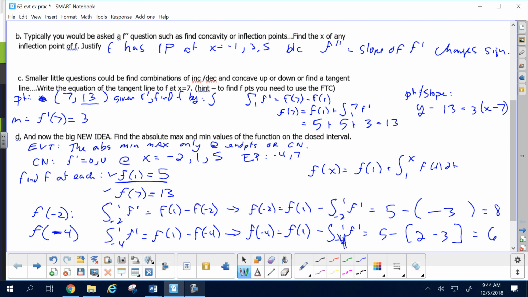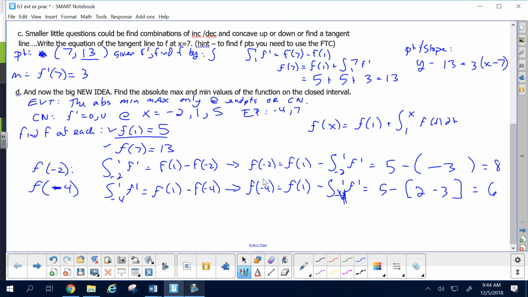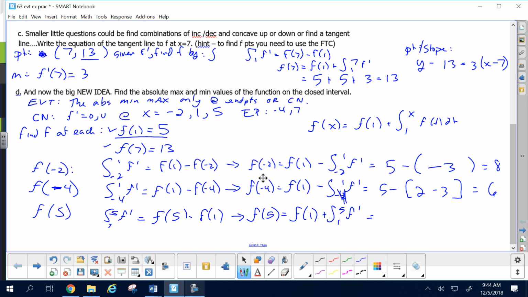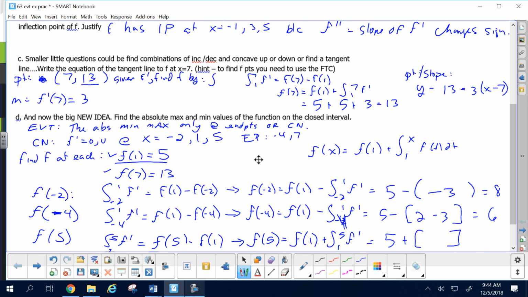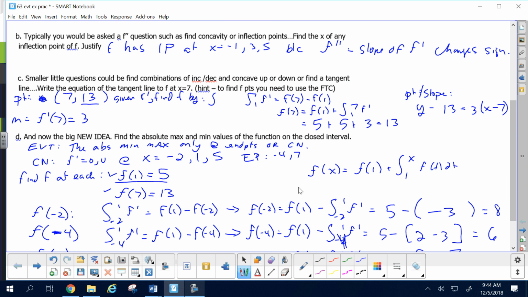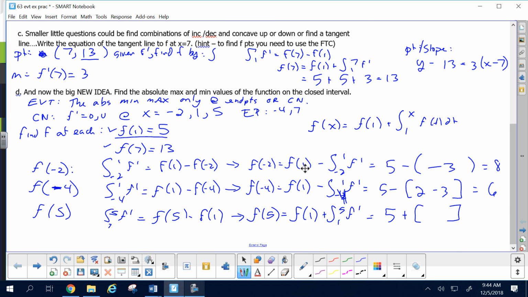All right. Last but not least, we have 4. We still need to find f at 5. Okay. The integral from 1 to 5 of f prime is f at 5 minus f at 1. Rearrange then, f at 5 is f at 1 plus the integral from 1 to 5, yeah? Substitute in 5 plus, and what are the areas from 1 to 5? Straight up just 5. So I'm looking at 5 plus 5, or 10 total.